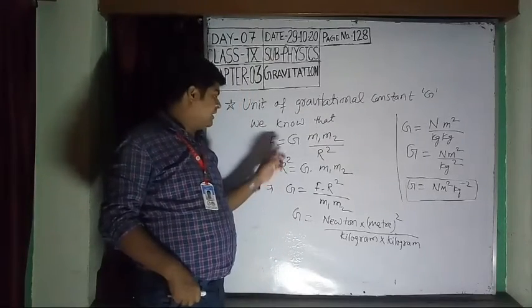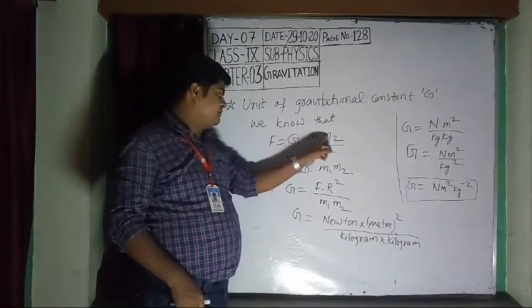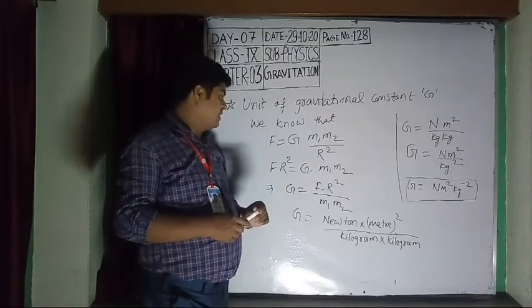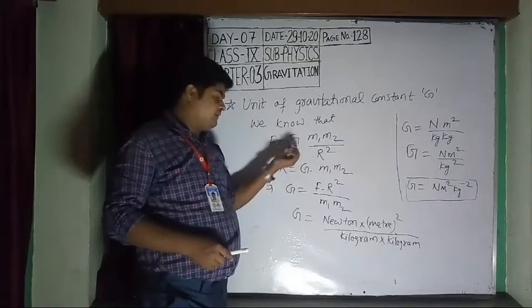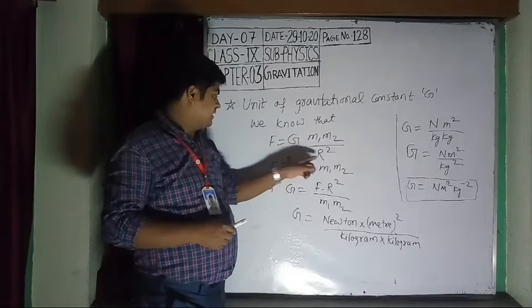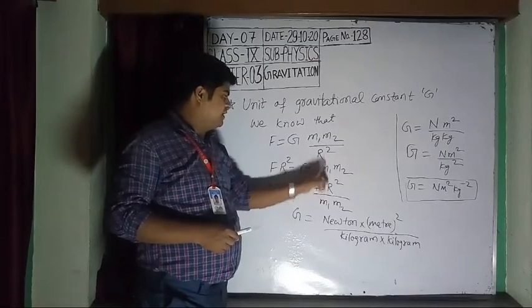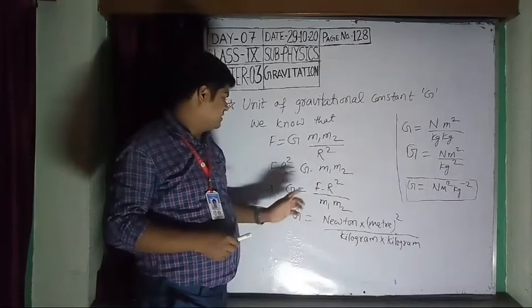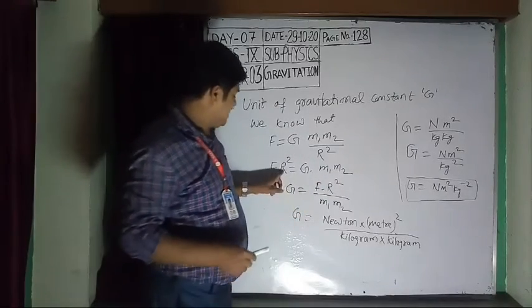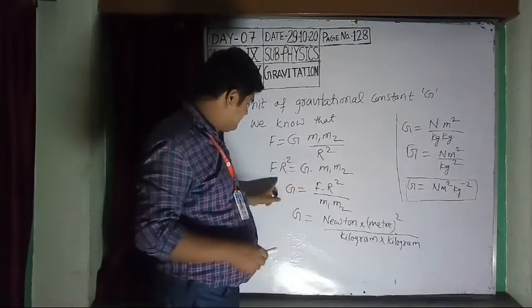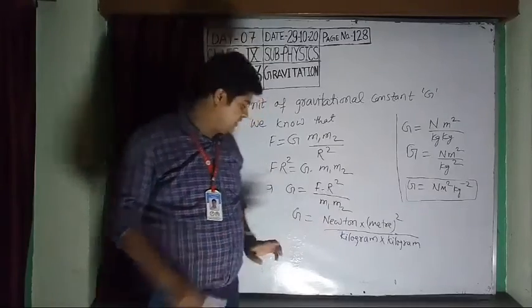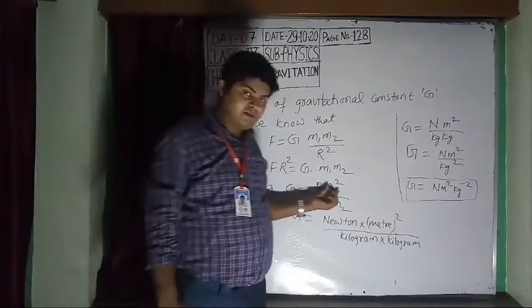We know that F is equal to G m1 m2 by r square. So try to separate the value of G. Then it becomes F r square is equal to G m1 into m2. So G is equal to F r square by m1 into m2. Now put the SI unit of these terms.